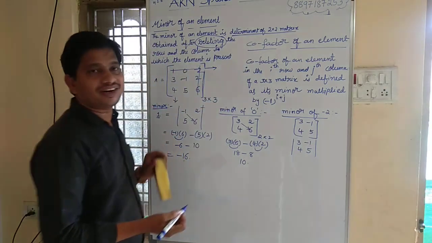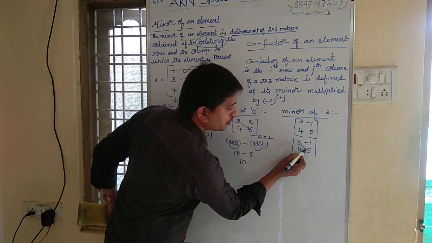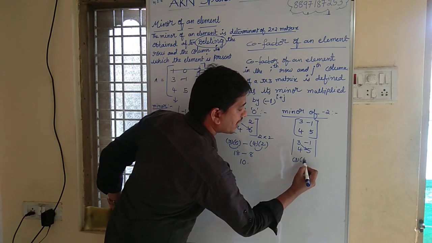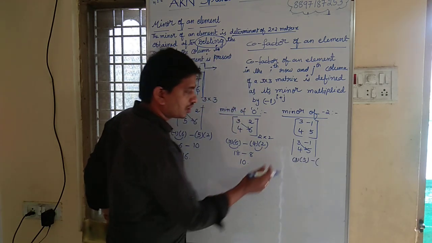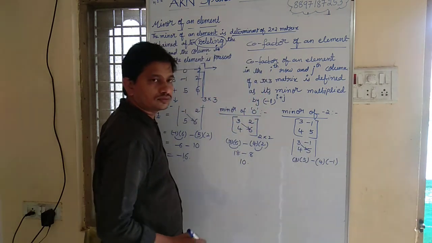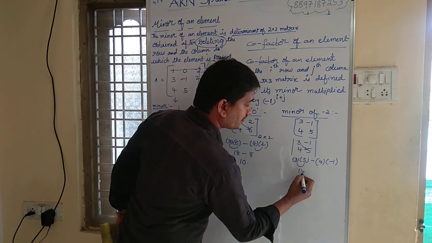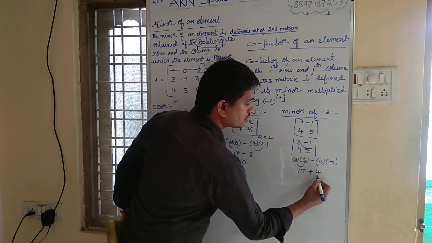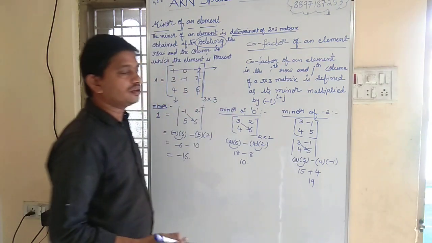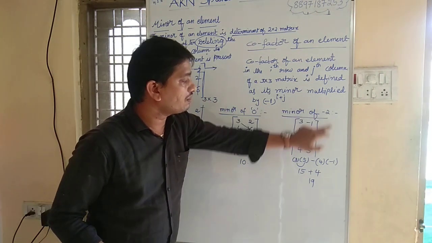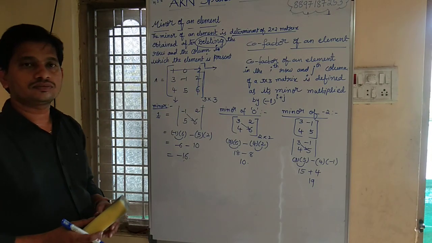So this is called the determinant, right? a1 b2, 3 into 5, minus a2 b1, 4 into -1, children. 3 fives are 15, minus into minus is plus, 4 ones are 4. So 15 plus 4 is 19. So the minor of the element -2 is 19.